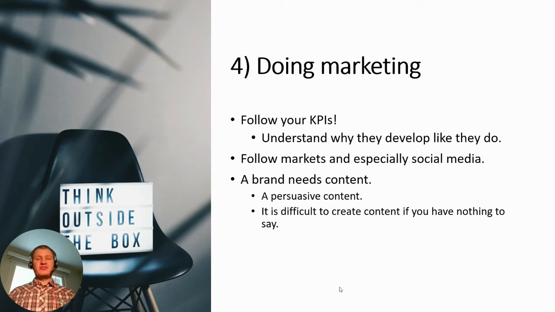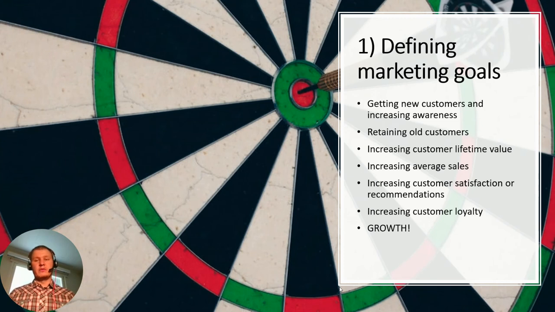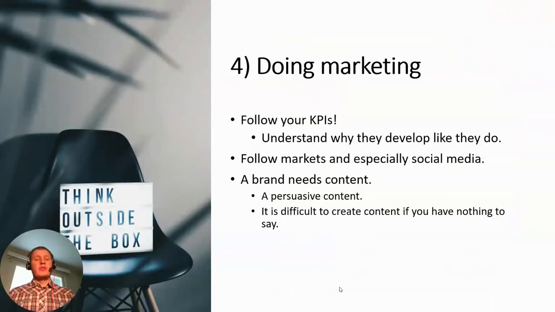How about what is actually doing marketing then? It's first and most of all following your key performance indicators that are derived from the stated purpose of marketing for your business. If we look at these marketing goals, whatever you wish and aim to improve with your marketing should define your KPIs, what you care about the most. And we should constantly monitor how they develop. How is our customer lifetime value developing? How is our new customer acquisition developing? How is our customer loyalty developing, and why? Understanding why marketing is having these effects.